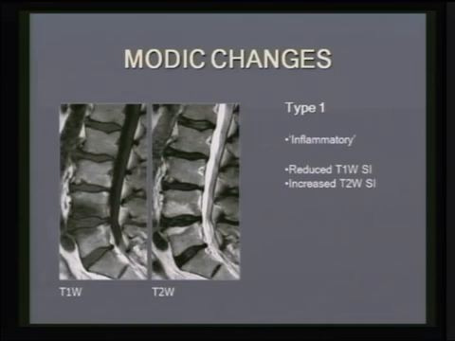This is the type 1 change, where we have the so-called inflammatory type with reduction of the T1 weighted signal adjacent to the disc, increased signal on T2 and STIR. And this is the inflammatory type, which is relatively uncommon.